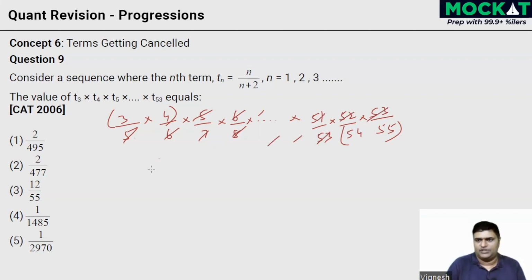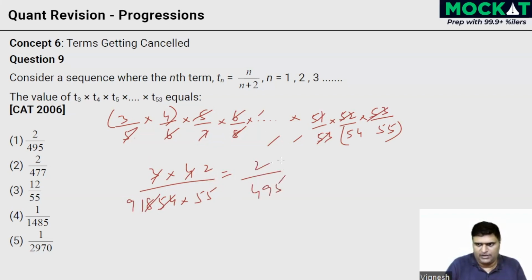So I'm left with the first 2, 3 into 4, 12 divided by, or we can just keep it as 3 into 4. Terms can get cancelled over here. 54 into 55. 3 is going to give me an 18, and 4 over here is going to give me a 9. 9 into 50 is 450 plus a 45, 495, and numerator is 2, right? Option 1 becomes the answer here.